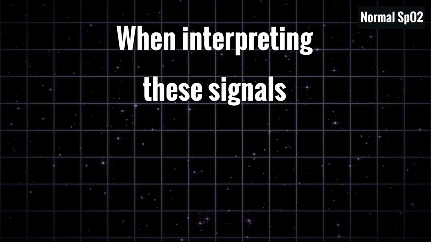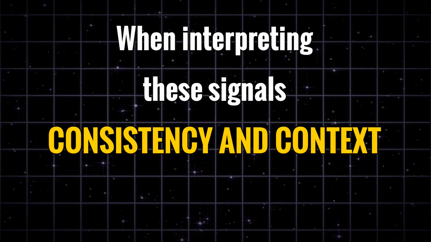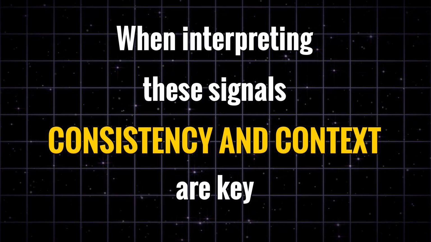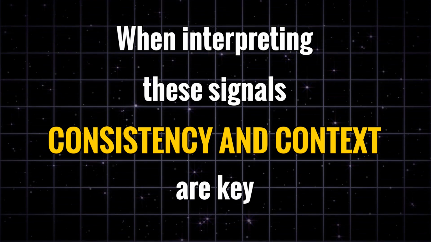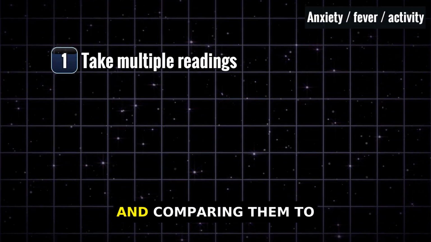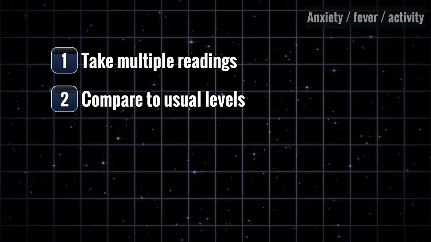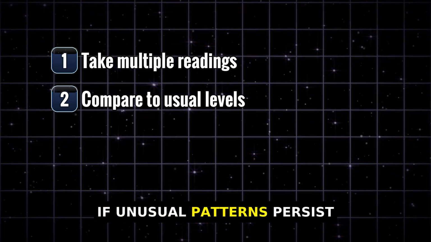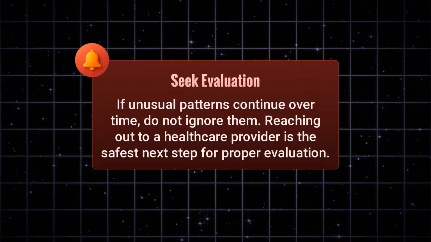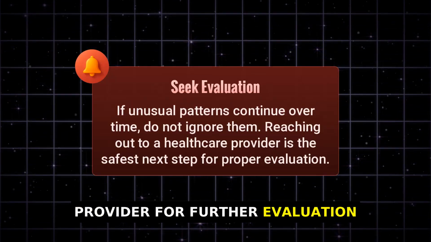When interpreting these signals, consistency and context are key. Fluctuations can occur due to natural variations, so taking multiple readings and comparing them to your usual levels is advisable. If unusual patterns persist, it's important to reach out to a healthcare provider for further evaluation.